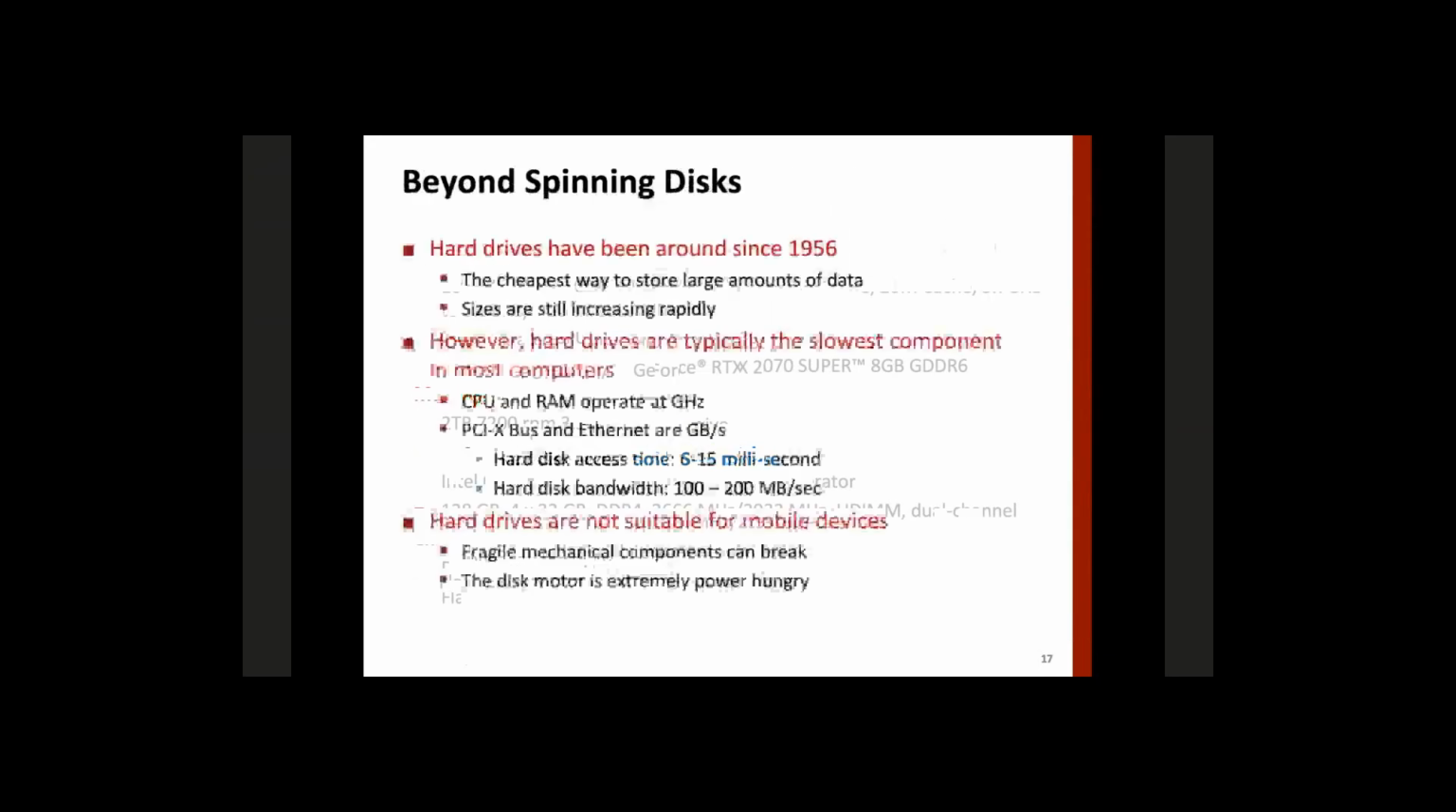Now here there is a motivation. Your spinning disks are excellent, though it's an old, mechanical technology. The CPU and RAM operate at gigahertz. Then we have Ethernet and buses that also operate at gigahertz or gigabits per second. But the hard disk access time is 6 to 15 milliseconds. It's very high.